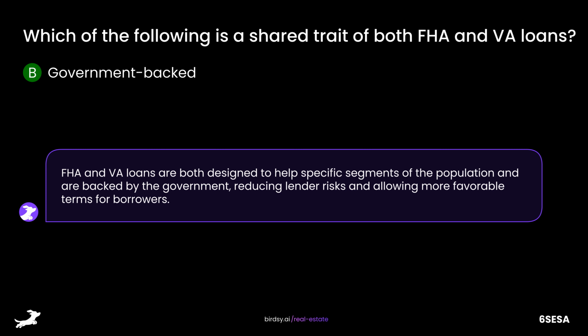FHA and VA loans are both designed to help specific segments of the population and are backed by the government, reducing lender risks and allowing more favorable terms for borrowers.